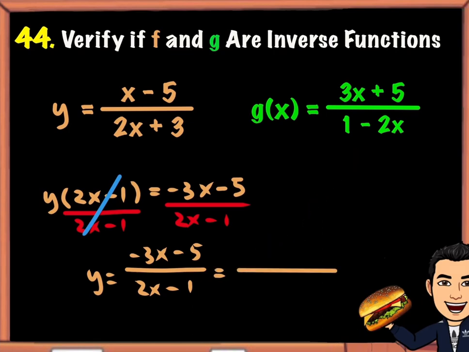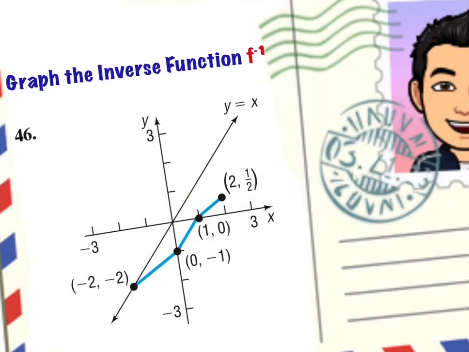So what you want to do here is factor out negative 1 from the numerator and denominator. So it's going to look like this. Negative times 3x plus 5 over negative times negative 2x plus 1. You can switch the position of these two, so this will become 1 minus 2x. And the negative and negative make it positive, or you can see that the negatives are just canceling each other out. So now you can rewrite it without the parentheses, and now they're identical. So they're inverse functions.